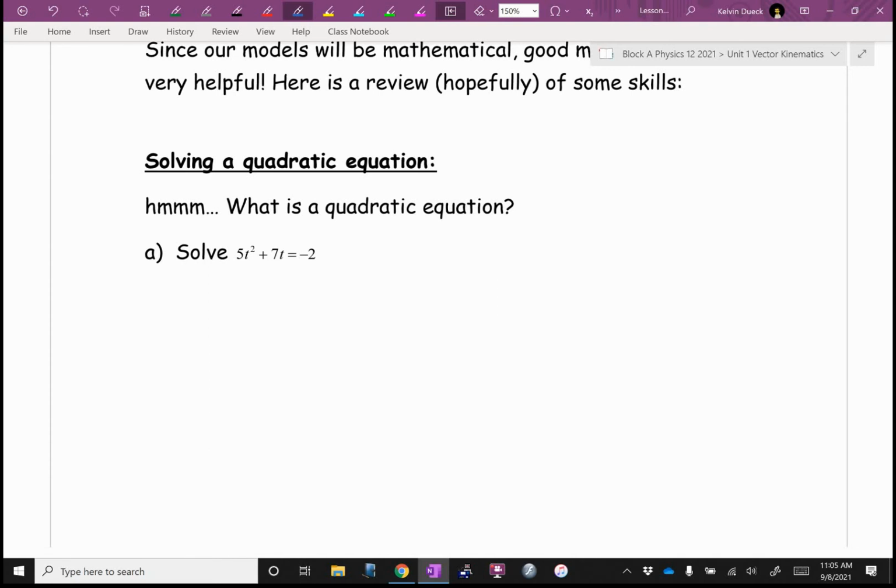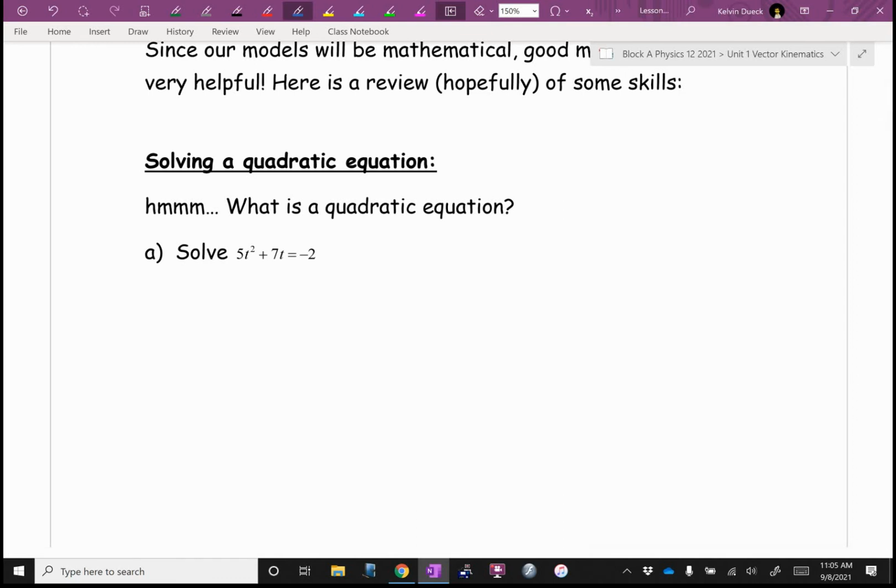There's two ways I could do that. I could plus the 2 over, or I could minus the 5t squared and minus the 7t. Either of those are fine. I will usually try and make the quadratic term positive, and that's just because over the years I've learned I'm much more likely to make a dumb mistake if the quadratic term is negative, and I've gotten good at formula manipulation. I can move stuff back and forth in my head.